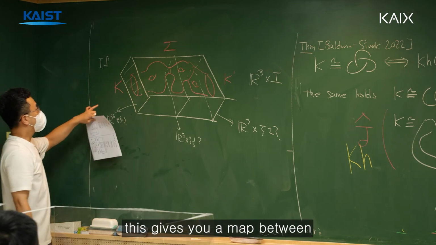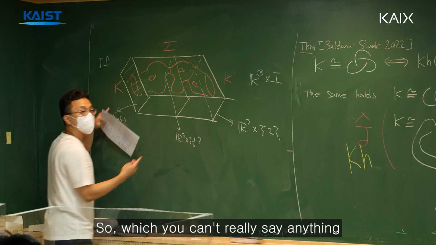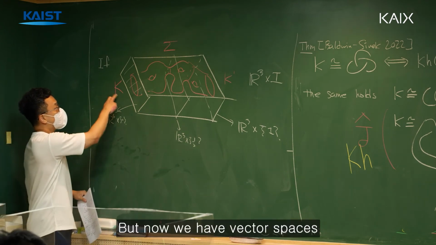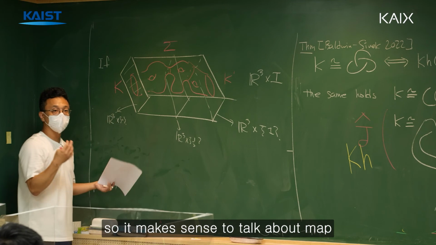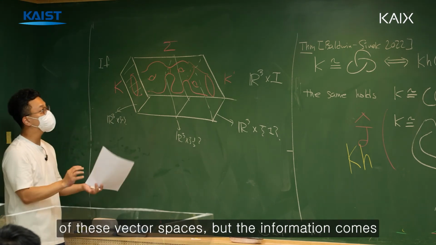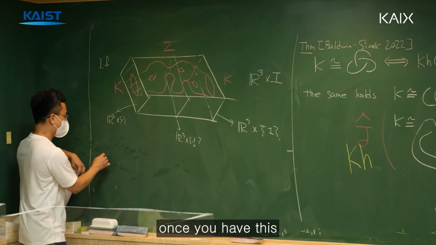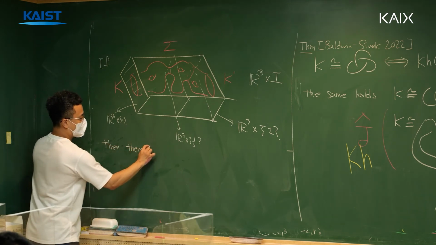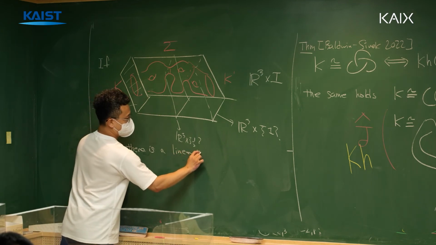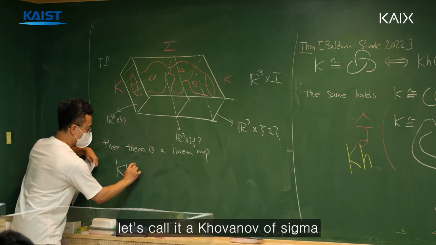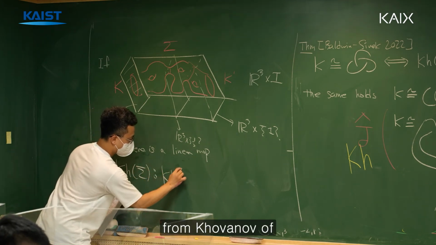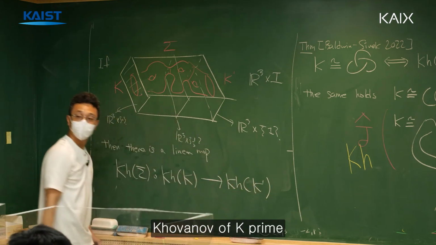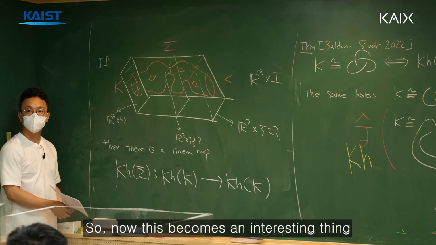gives you a map between the Khovanov homology of K and the Khovanov homology of K prime. Which you can't really say anything about when you're just talking about polynomials. We can't really talk about maps between polynomials, but now we have vector spaces, so it makes sense to talk about maps between vector spaces, and the information comes from cobordisms between them. So once you have this, then there is a linear map. Let's call it Kh of sigma, from Kh of K to Kh of K prime. Okay, so now this becomes an interesting thing.